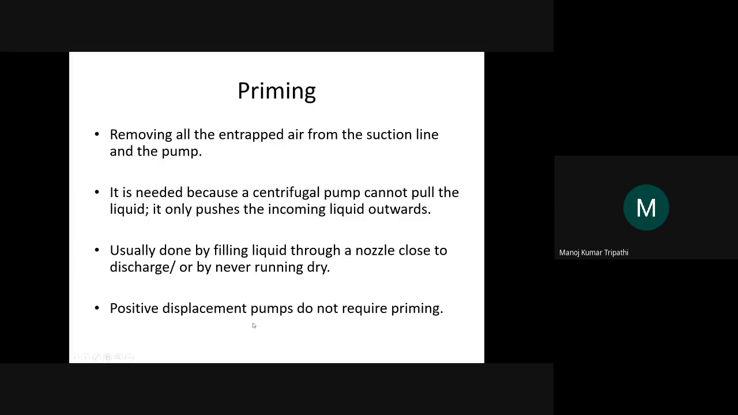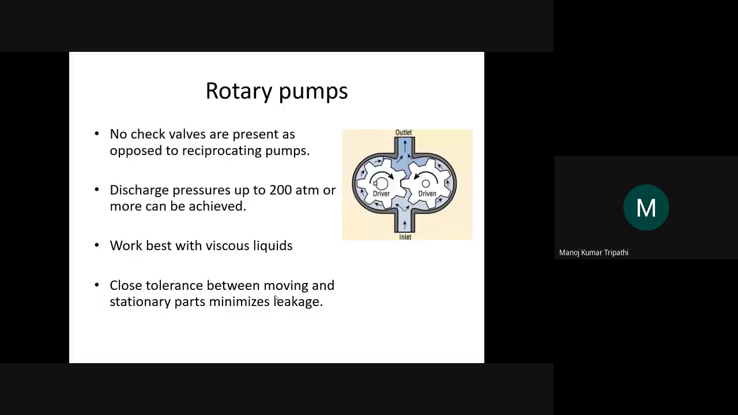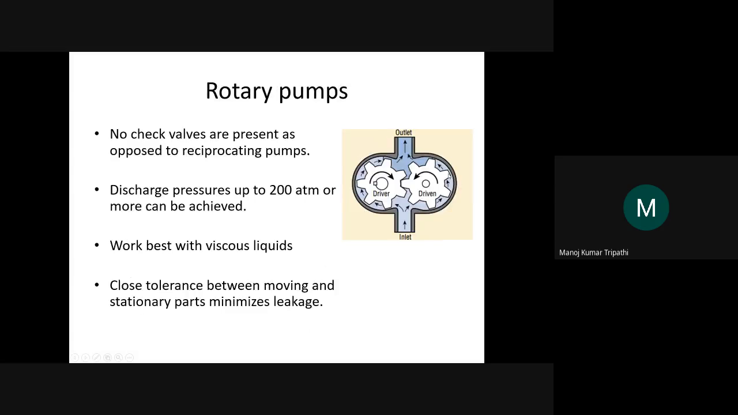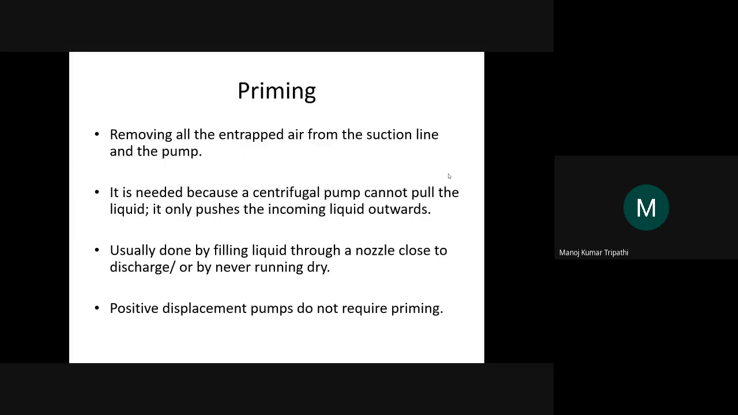Okay. On the other hand, positive displacement pumps do not require priming because they actually pull the liquid in. You can see here. So when the piston goes down, it pulls. There is a vacuum created here, or the low pressure region is created here, which pulls the liquid in. So even if there is air in this section, that will be pulled inside, and the liquid will also be pulled inside. So positive displacement pumps don't have this kind of problem.